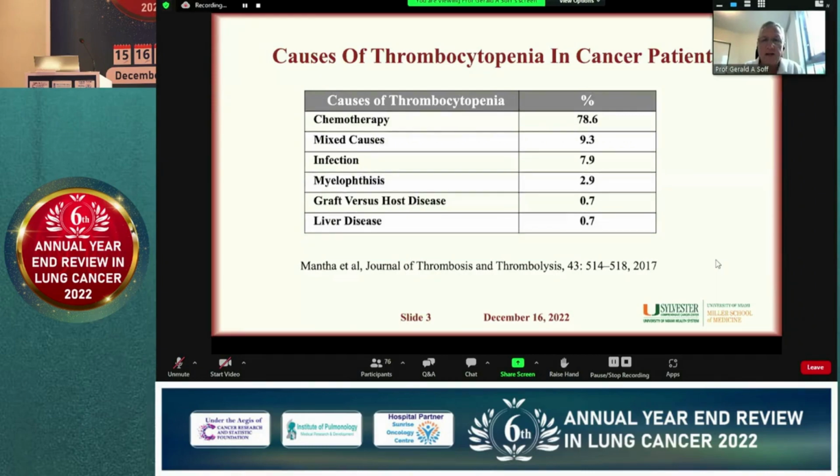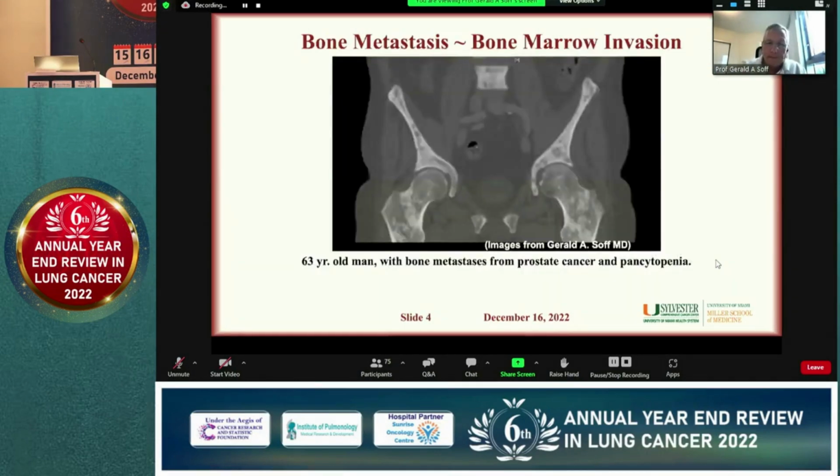Marrow infiltration and myelophthisis are known to be an issue. And the other graph shows that when you mix causes, by far chemotherapy is the most common. And this is shown for a gentleman, a 60-year-old prostate cancer patient I took care of. It's showing his CAT scan of his bones, and you can see the cortical bone destruction. So patients who have extensive bone metastases, sufficient to see cortical bone destruction, you know they're going to have pancytopenia, simply because they're replacing the marrow with malignant cells.